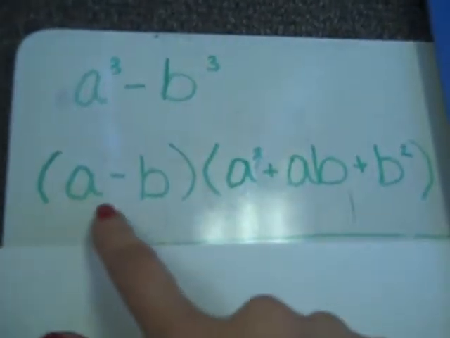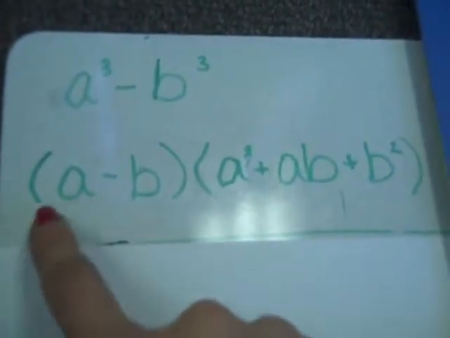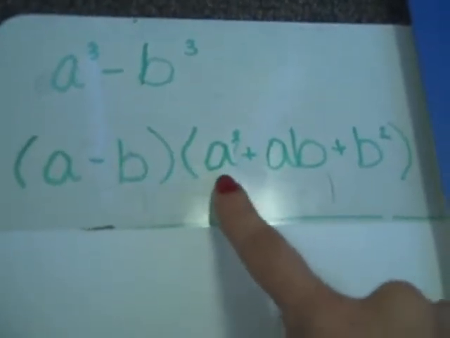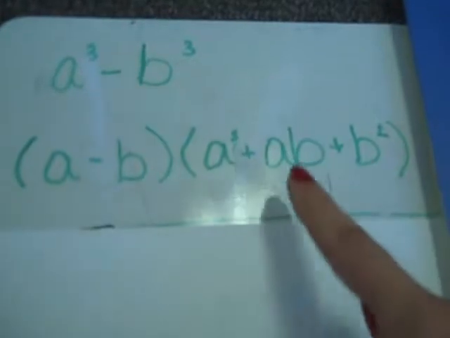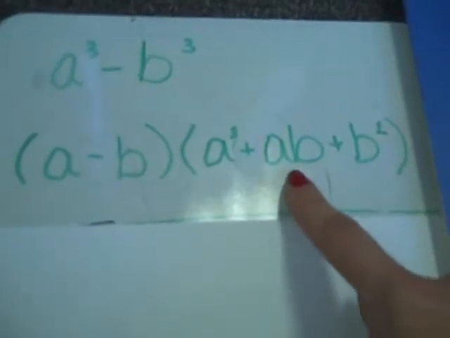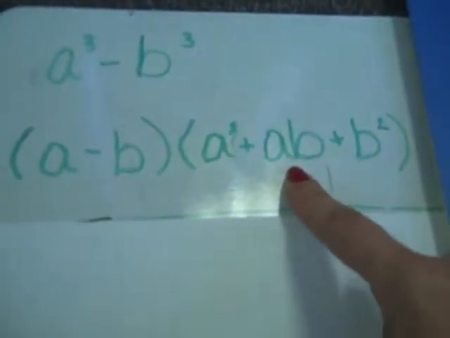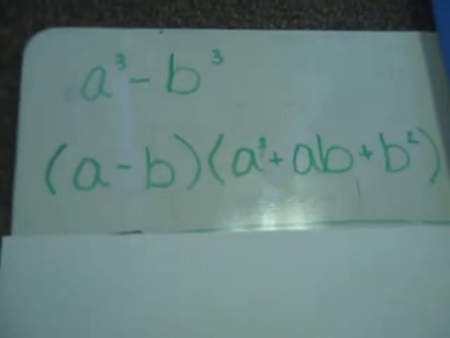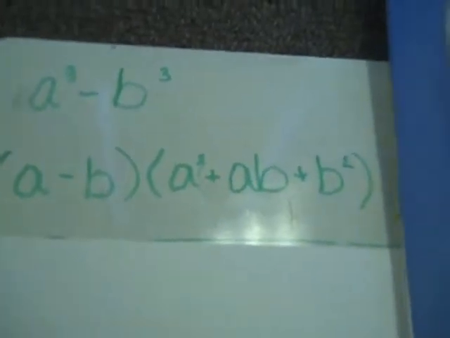So now we go down to the setup of it. For the first one, you just put a minus b, and then you would take the a and square it. You would take the a and the b and multiply it, and then you take the b and square it, and this is a basic setup. Now we're going to show you a really simple problem just to review more.